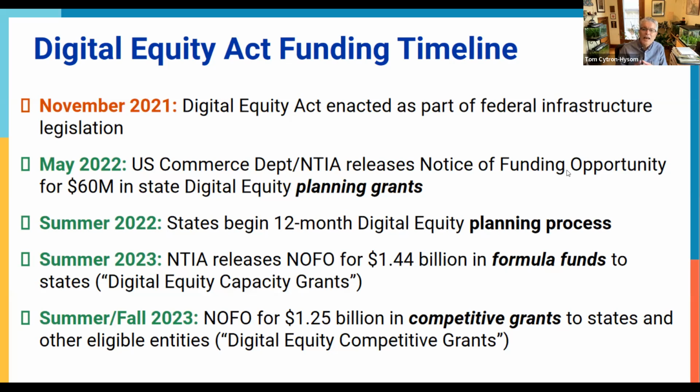And those will be given out, as I understand it, based on the plans that the states have developed. And then there will be an additional $1.25 billion in competitive grants to states and other eligible entities. And I haven't studied that a lot, but it's very likely that educational groups can be part of those collaboratives that are applying for funds.